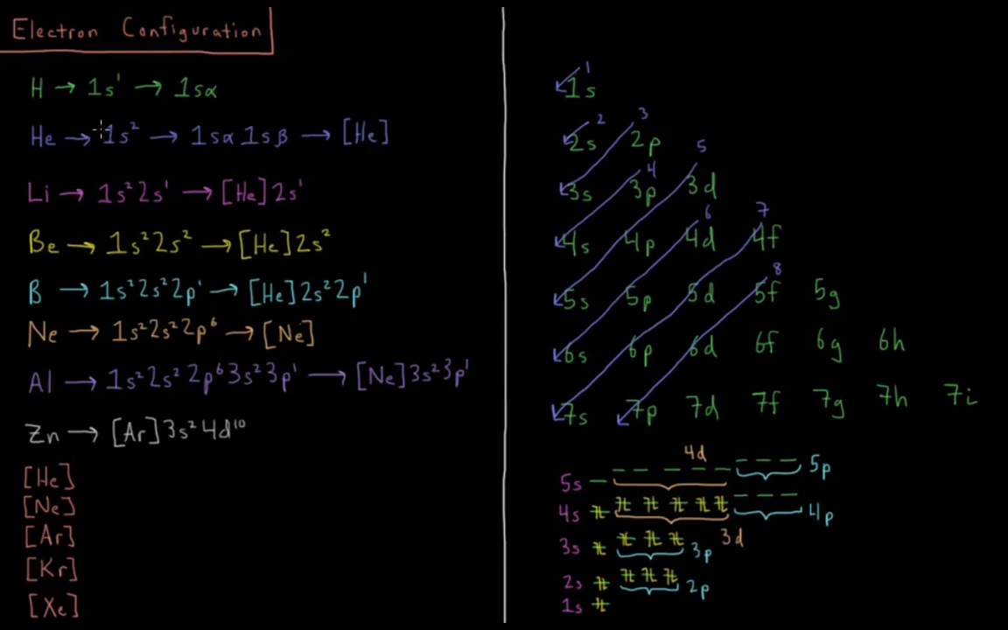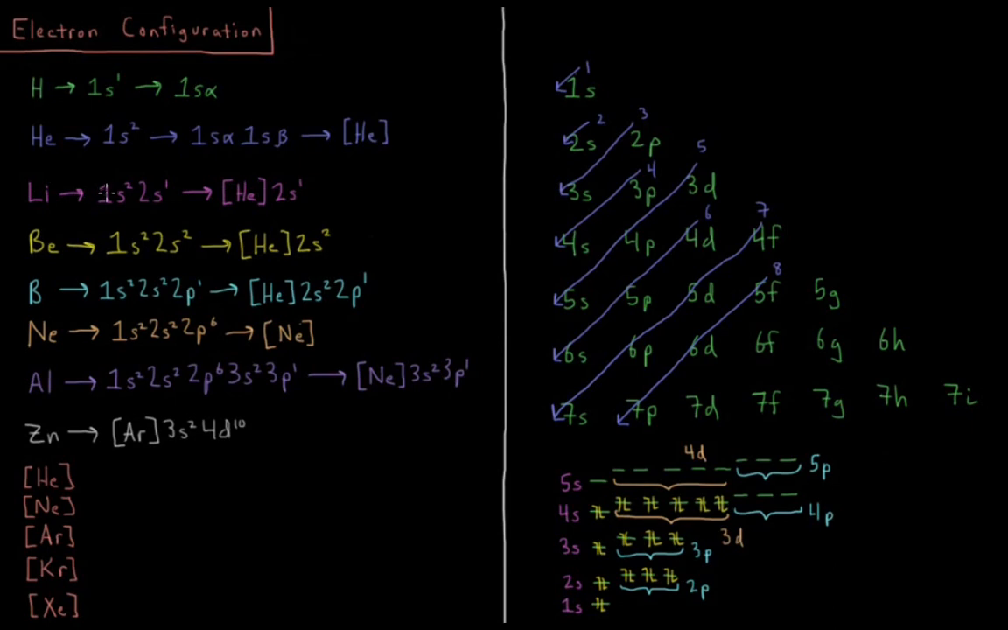And we can also say that this 1s2 is [He]. Whenever we have these brackets, that's saying whatever happens before this bracket is just the configuration of that noble gas. Noble gases like helium, neon, argon, krypton, xenon are things that have completely filled valence shells. If we know those, we just say it's everything beyond that.